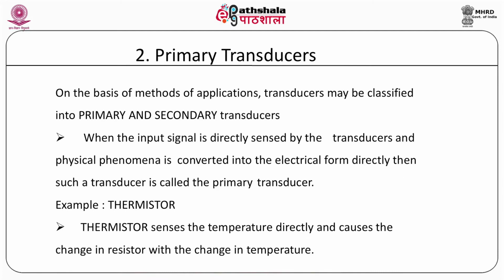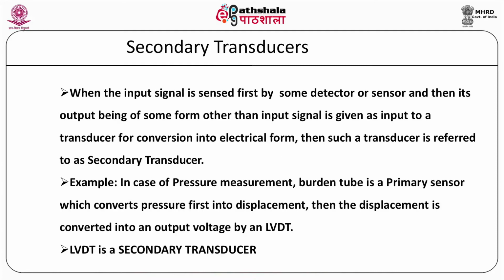On the basis of the methods of application, transducers may be classified into primary and secondary transducers. An example is a thermistor. A thermistor senses the temperature directly and causes a change in resistance with the change in temperature. Now the secondary transducers are where the input signal is sensed first by some detector or sensor, then its output, being of some form of the input signal, is given as input to a second transducer for conversion into electrical form. Such a transducer is referred to as a secondary transducer.